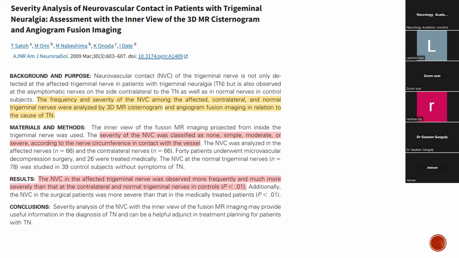So here a total of 66 patients with affected nerves and 66 contralateral nerves were taken, and 39 controls were taken. They found that the neurovascular compromise in the affected trigeminal nerve was observed more frequently and much more severely than that at the contralateral as well as normal trigeminal nerve in the controls, with a positive p-value.